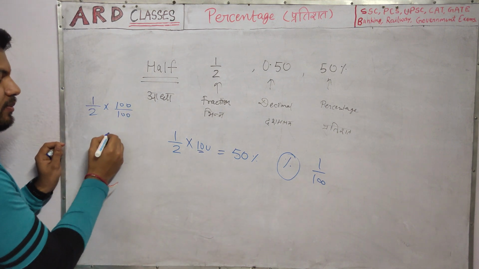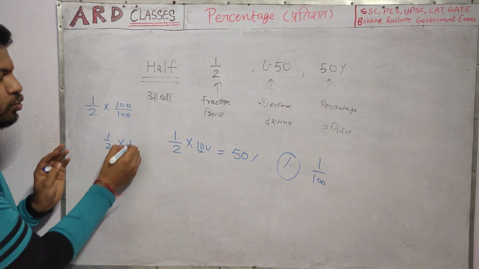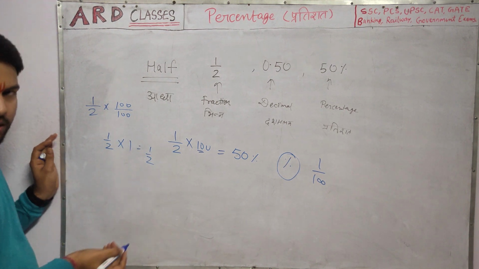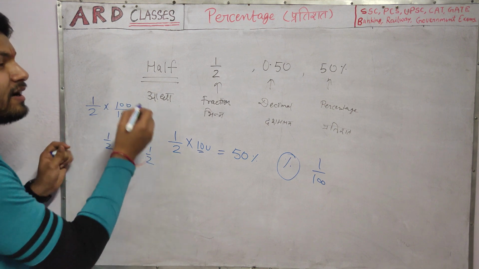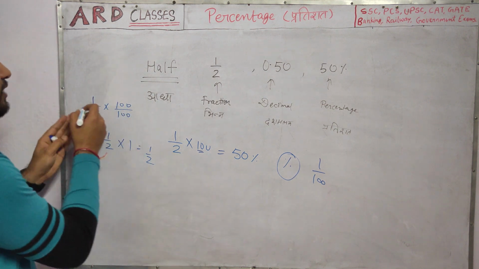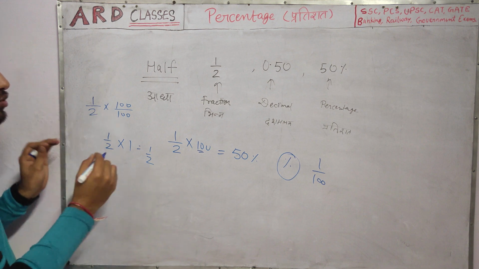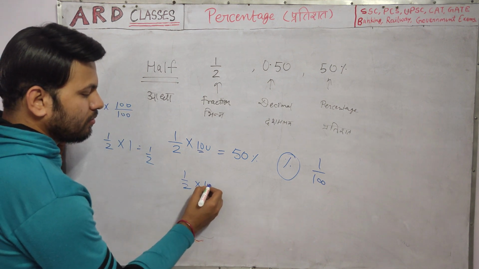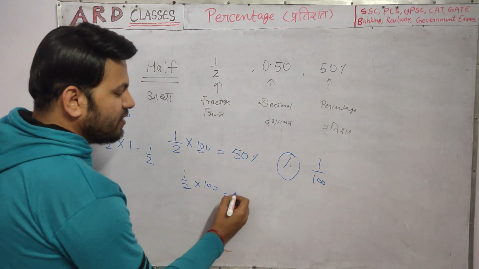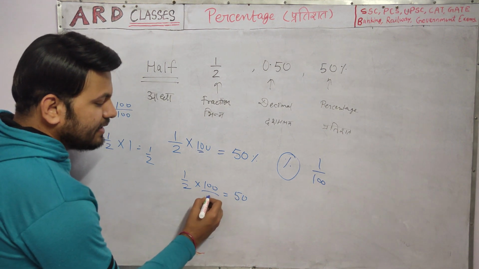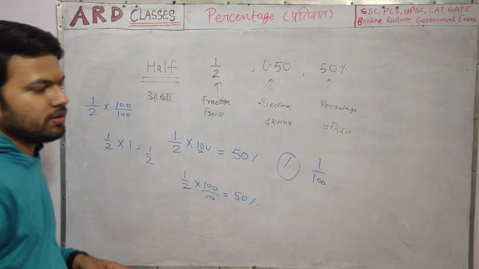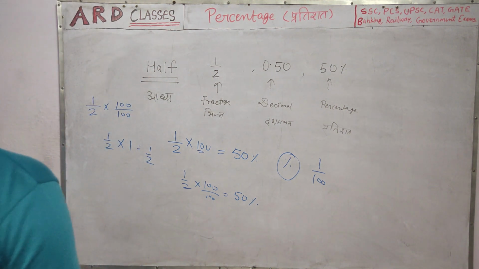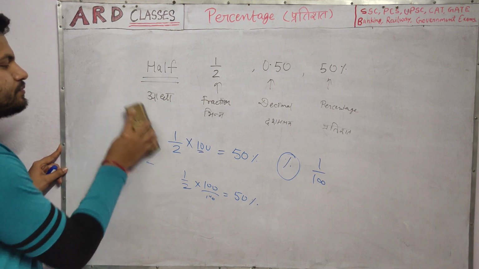It means if we multiply 1 by 2 with 1, then it is 1 by 2. And 100 by 100 means 1. So we are going to multiply just 1 by 2 with 100, and we show it as 50, and this 100 is percentage. You just clear this thing, how we can find fraction and percentage value.